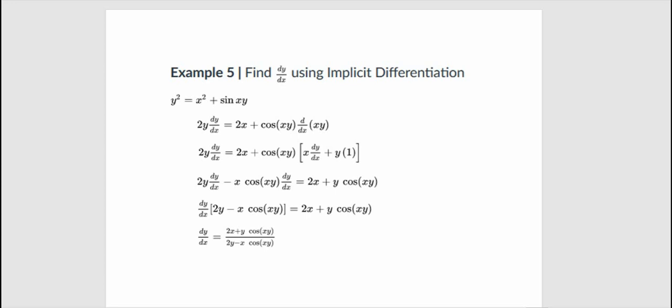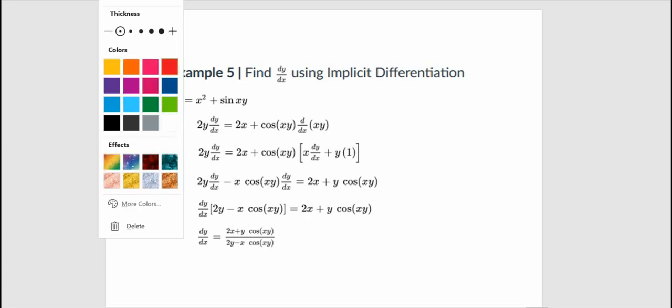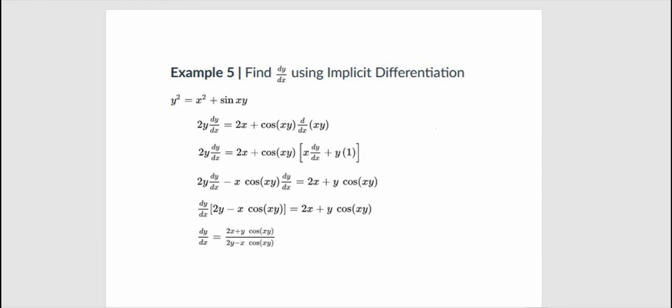Okay, so I got a question about one of the steps in example 5 in Canvas for the implicit differentiation stuff. So I figured I'll just go through and kind of explain each step of the way here. Okay, so we want to find the derivative, and we don't have a function of y, because we get this y squared and sine of xy stuff.